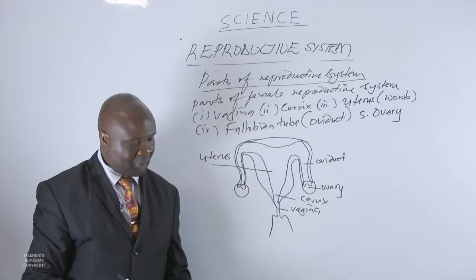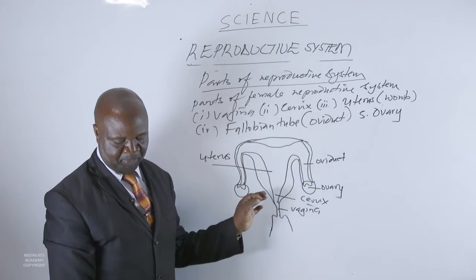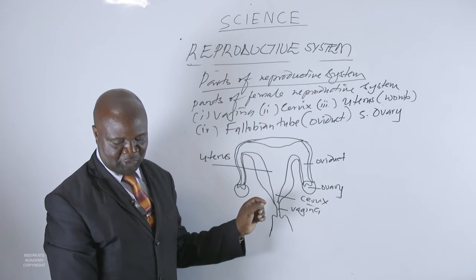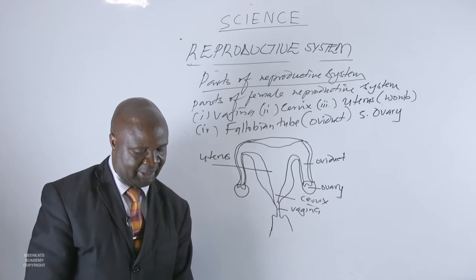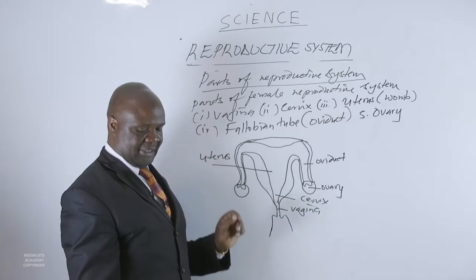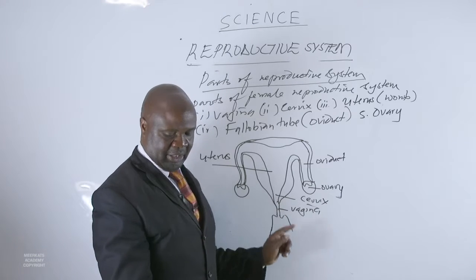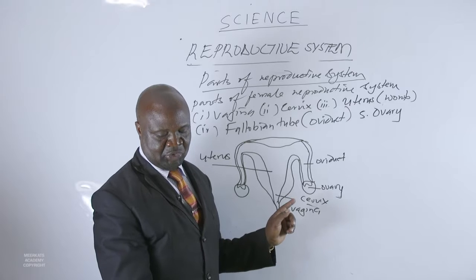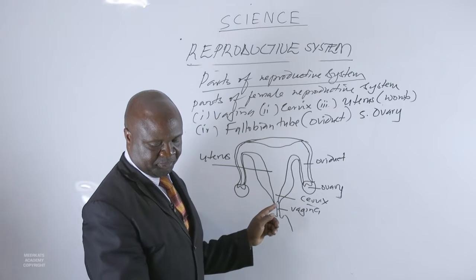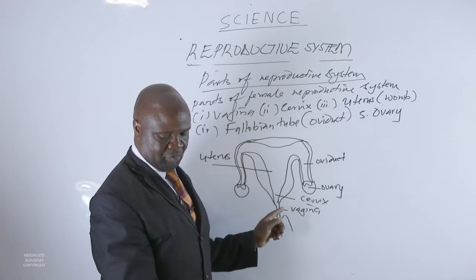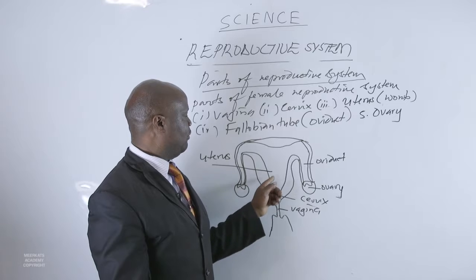One, the vagina receives the sperms from the penis during sexual intercourse. It is the passage of the baby during birth, hence sometimes called the birth canal. Then two, the cervix. What is the function of the cervix? It is the muscular neck between the vagina and the uterus. It provides a passage for the sperm and the baby during birth, and it also holds the embryo in the uterus.